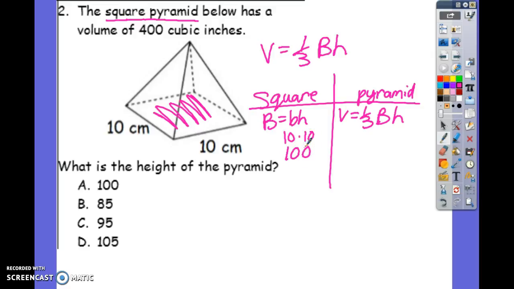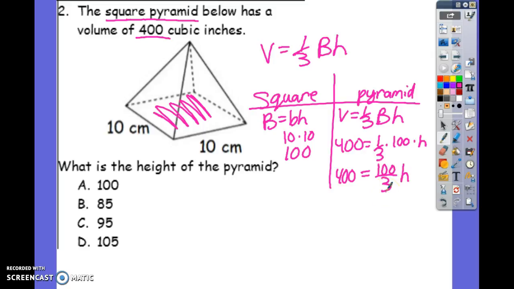So now that I know the area of my base, I want to go to the other side, and it has given me the volume of 400. So I'm going to substitute in 400, bring down the 1/3 as part of the formula, and I already figured out the area of the base over here, so that's going to be 100. And my height, I do not know. So what I need to do is I'm going to have 100 over 3 multiplied by h is equal to 400. So I am going to need to isolate my variable, and I'm going to need to divide by 100 over 3.